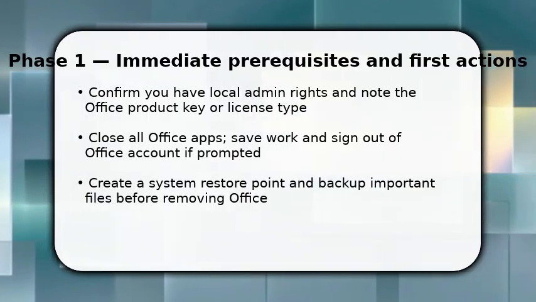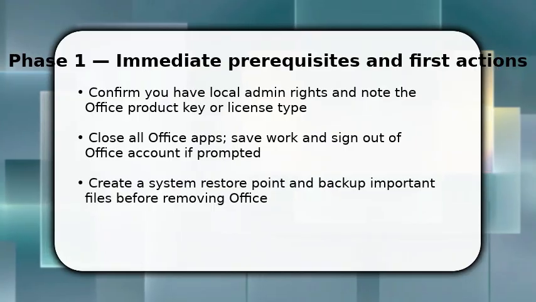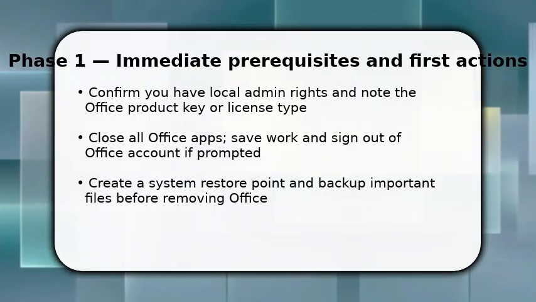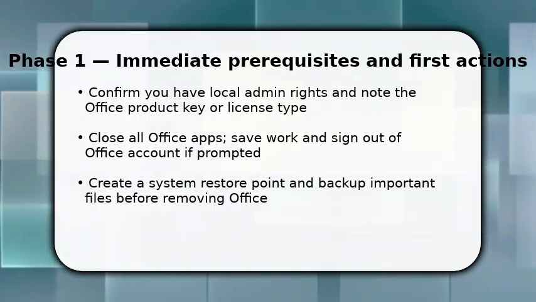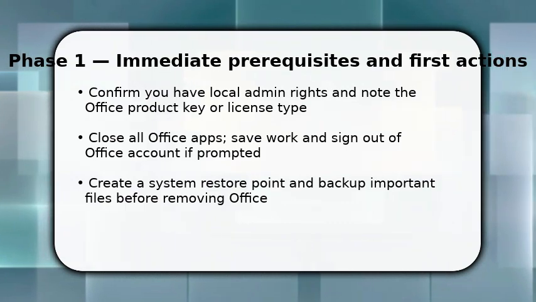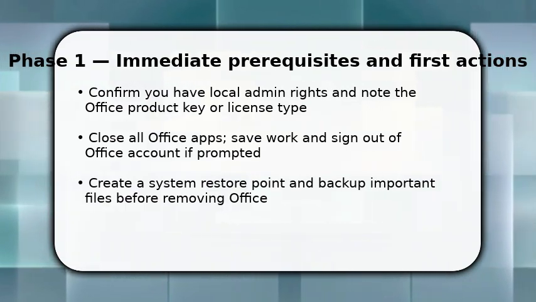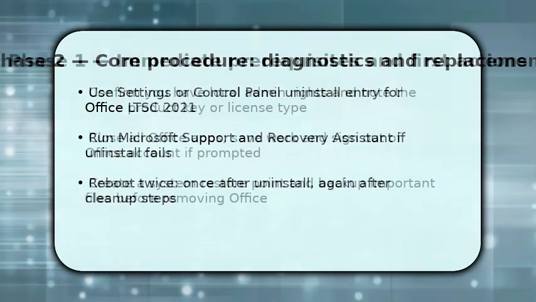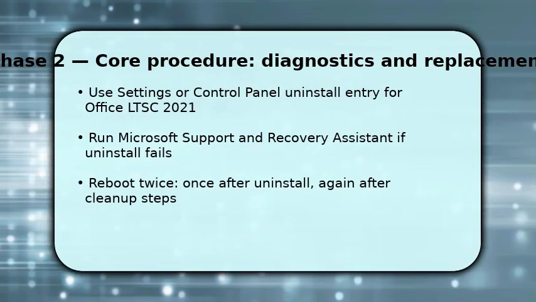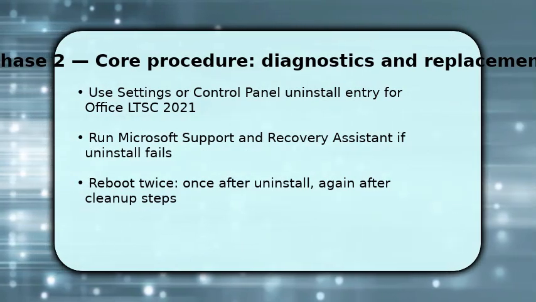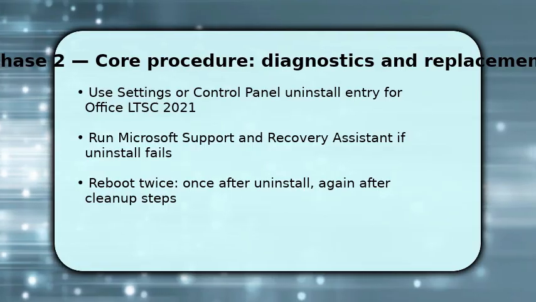Now open Settings, Apps and Features to locate Microsoft Office LTSC Professional Plus 2021 and click Change or Uninstall to begin the built-in removal sequence. You should follow the built-in uninstaller prompts carefully. Choose Remove or Uninstall and allow the process to complete.